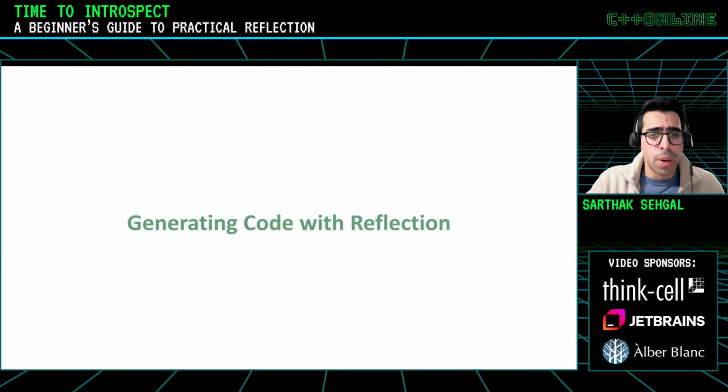The last thing that I want to show is generating code with reflection. All the previous examples that we've seen have been basically examining the code with reflection, and C++26 provides very rich support for that. There's also some support for generating code with reflection. It's still in its nascent stages, but we can do a lot of things with just that.